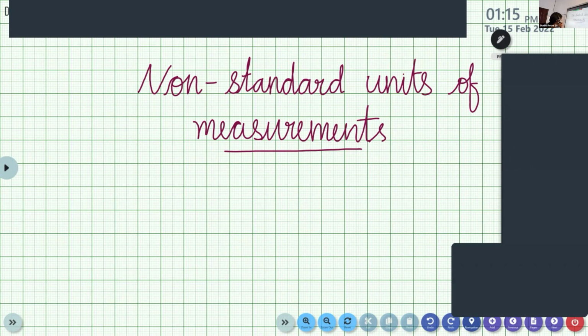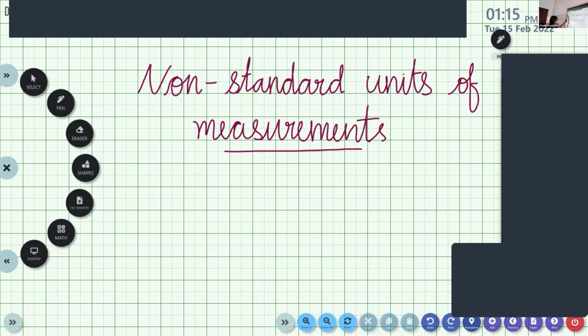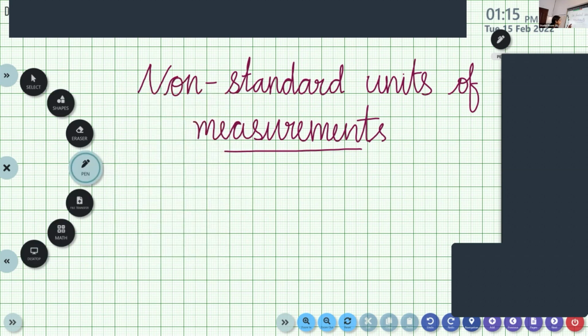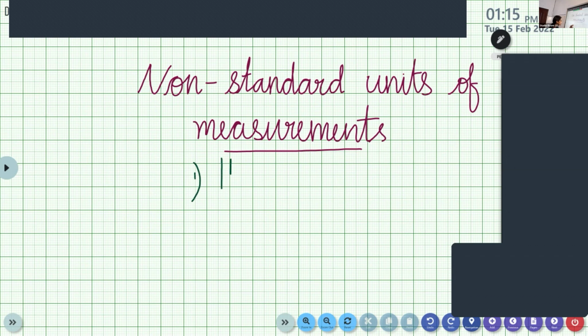So which is the first one we discussed today in the non-standard units of measurement? The first one, hand span. Do you know the spelling of hand? H-A-N-D, hand. Hand span. So let me write the first one here.